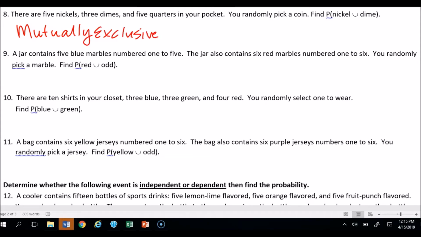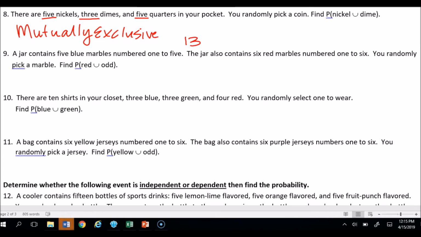So now I want to figure out how many coins I have in the pocket. So it says 5 nickels, 3 dimes, 5 quarters. So 5 plus 5 is 10, plus another 3 is 13. So our denominator for this problem, and remember when we have mutually exclusive problems or inclusive problems, our denominator is going to be the same throughout the problem until we get to the end.